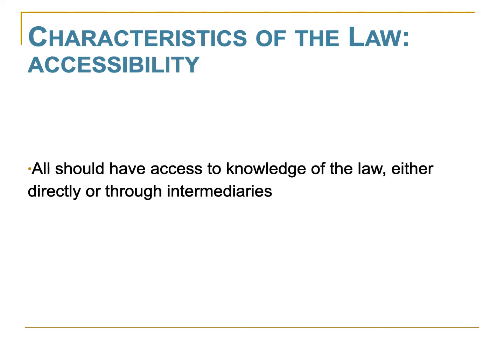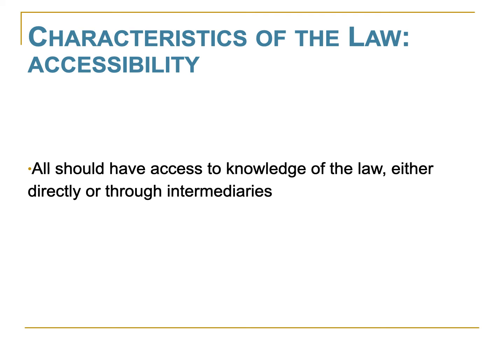Another one is accessibility, and that all should have access to knowledge of the law, either directly or through intermediaries, whether that is judges being open to consultation, or lawyers, or community support groups. Everyone has access to forms of law. And really that goes back to the idea of Justinian with the form of justice and how the legal system needs to be modernized, or the Magna Carta, which, as you know, is above the rule of law. It is accessible, right?